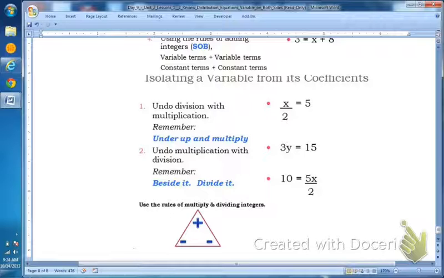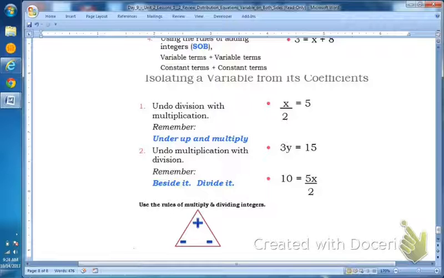All right. So to remember what you do with coefficients, there's also another rhyme to help you out. Repeat after me: under, up, and multiply. Oh, that was dead. Let's try that again. It's Monday, I know. But let me hear it. Under, up, and multiply. Weak sauce.